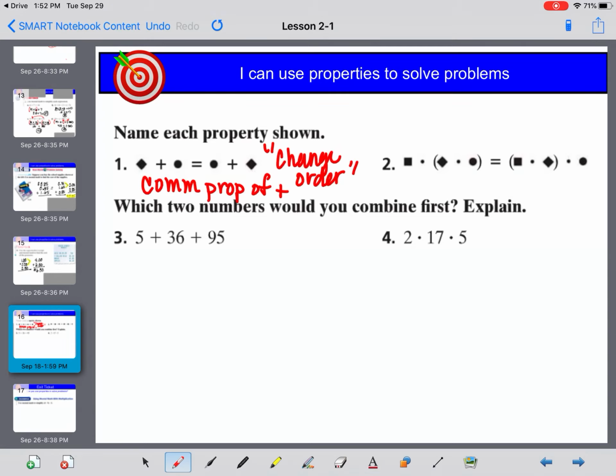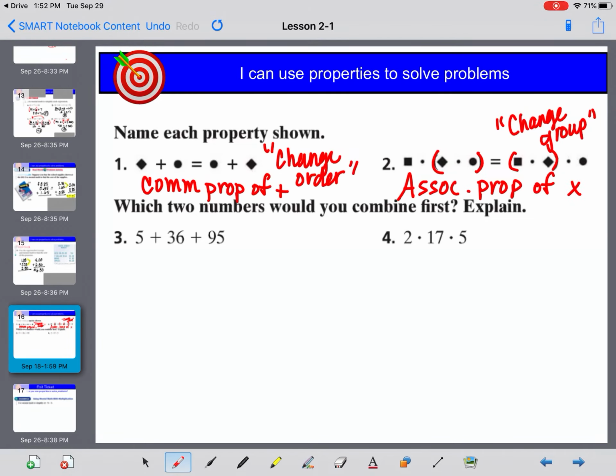Okay, the next one, number 2. This one, I am not changing the order. I have a square, a diamond, a dot. The only thing that changed was first the diamond and the dot were in parentheses, and now the square and the diamond are in the parentheses. When I change the grouping, that is the associative property, and then of multiplication.